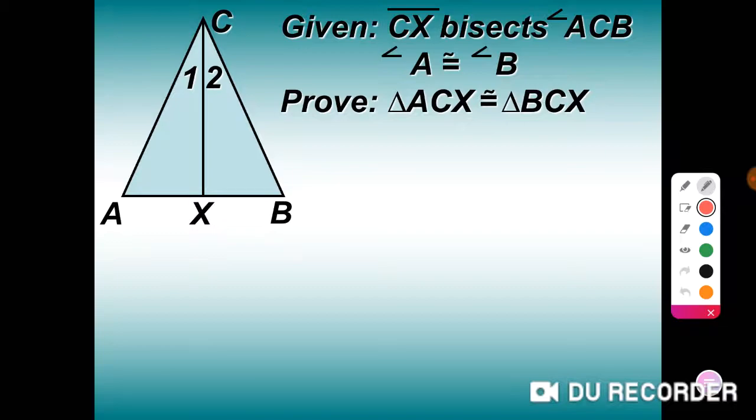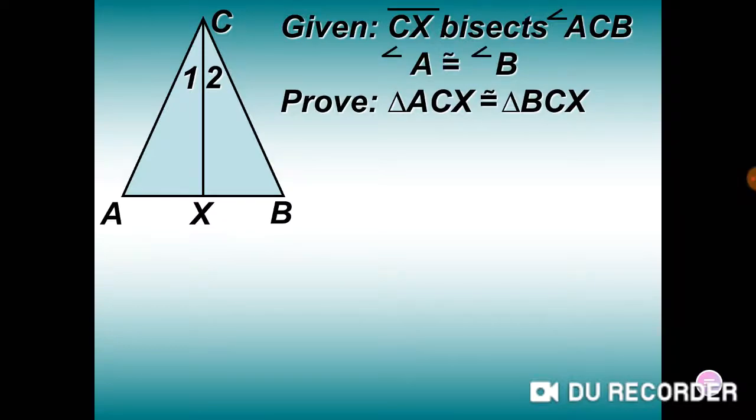So what is required? The required is to prove that triangle ACX is congruent to the triangle BCX. I need you to go back to the written steps and try to come up with the answer by sticking to these steps. So let's mark the given information first of all.